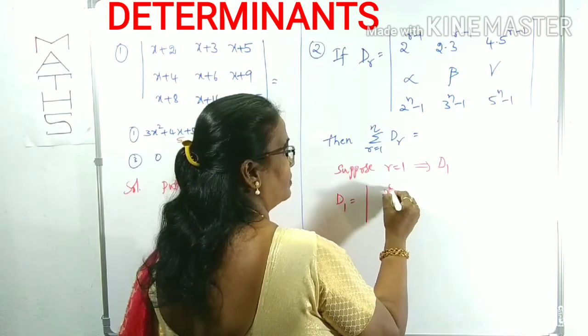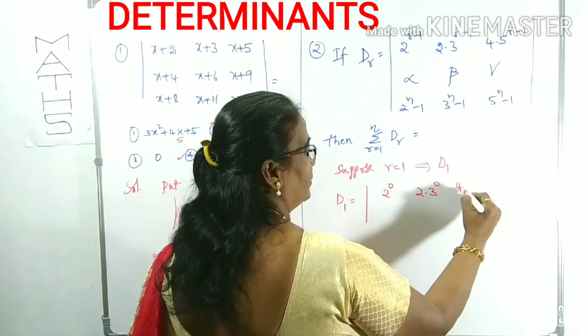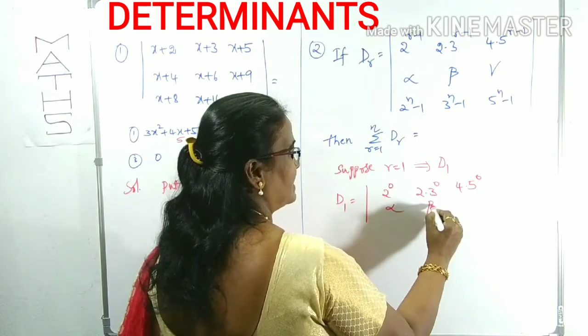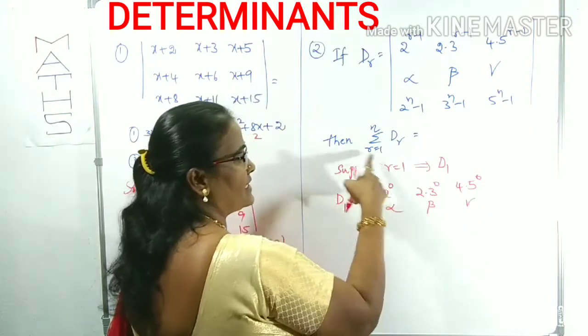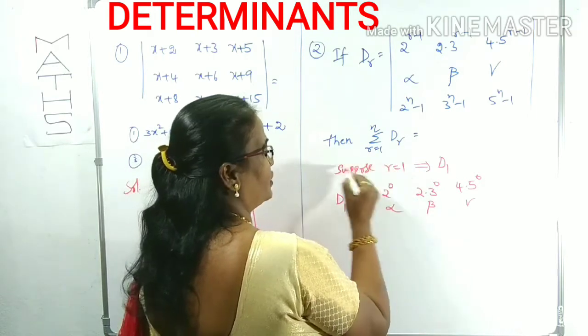2 power 0. Next, 2 into 3 power 0. 4 into, here also 5 power 0. Second row is as it is: alpha, beta, gamma. Third row, what is the n value? R is equal to 1 means what? n is equal to 1. Actually, n is equal to 1.